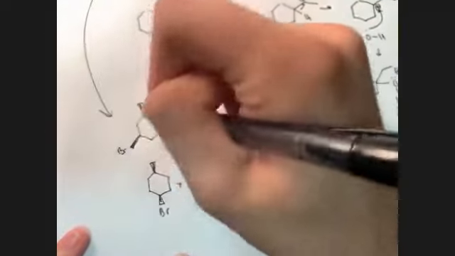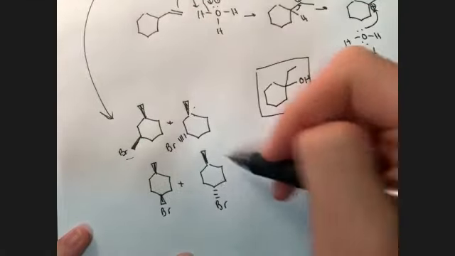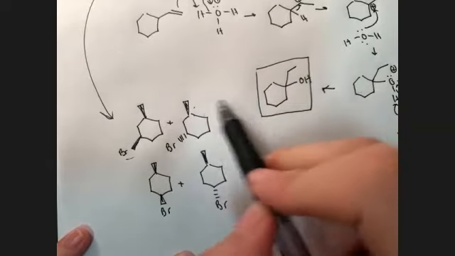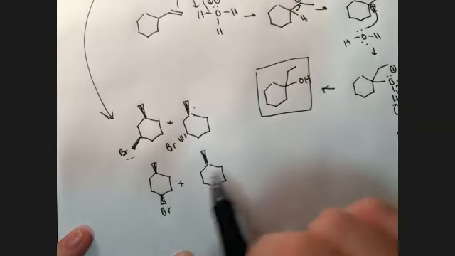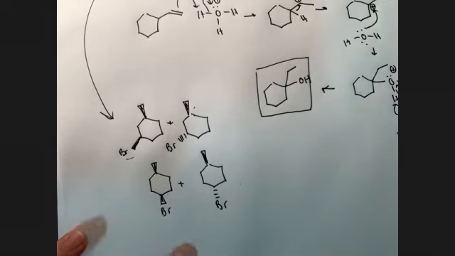So you can't say racemic, and the reason is because these are clearly constitutional isomers. This top row is clearly a constitutional isomer of the bottom, and also these are diastereomers with respect to each other, and these are diastereomers with respect to each other. So you definitely can't say racemic.